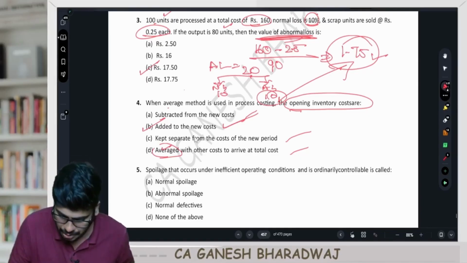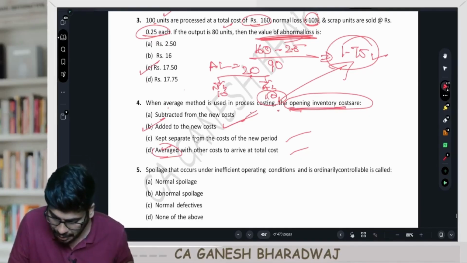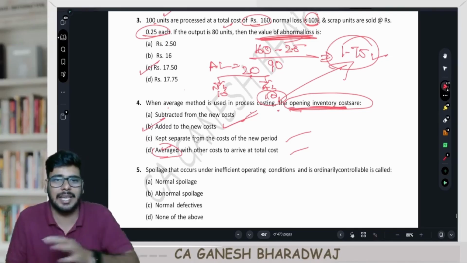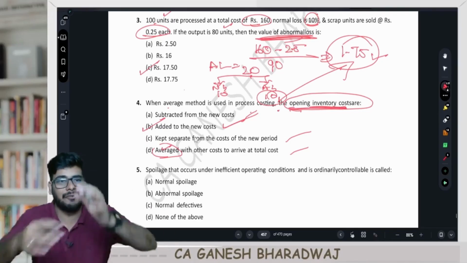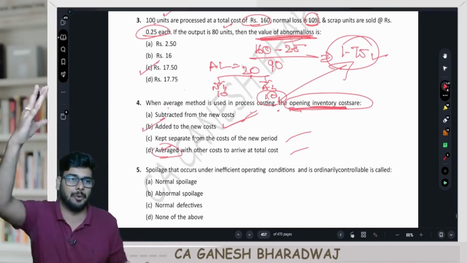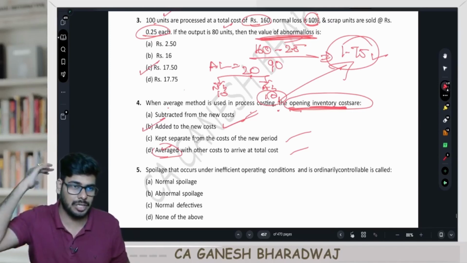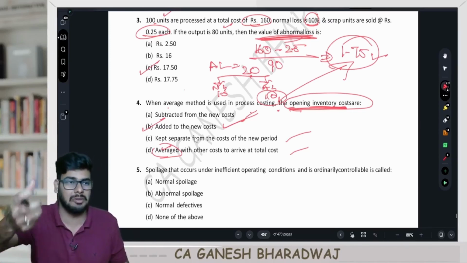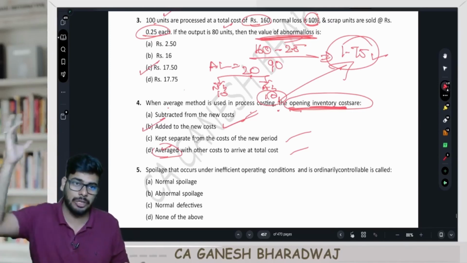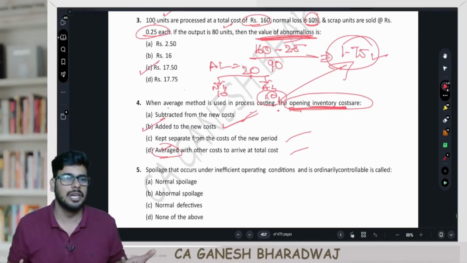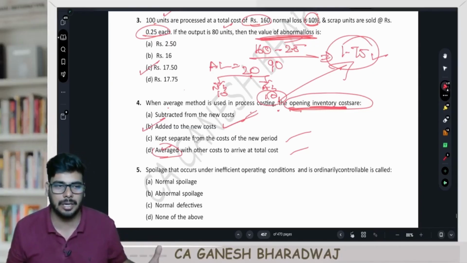When average method is used in process costing, the opening inventory costs are what? They are added. They are not averaged. And finally, all this amount is evenly apportioned between the equivalent units. That equivalent units is also what? Equivalent units produced by consuming both the previous period and the current period resources. Guys, we have done this completely in and out.